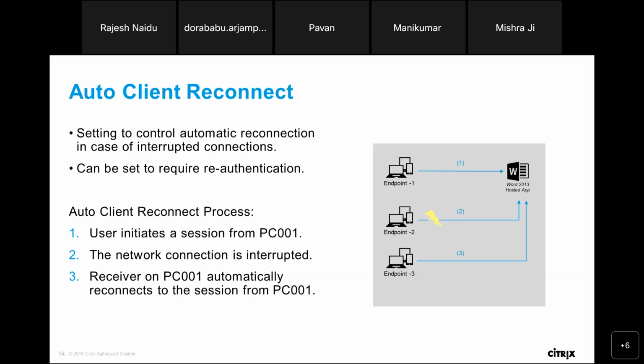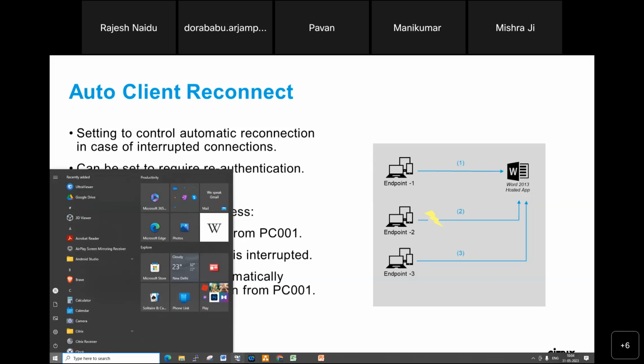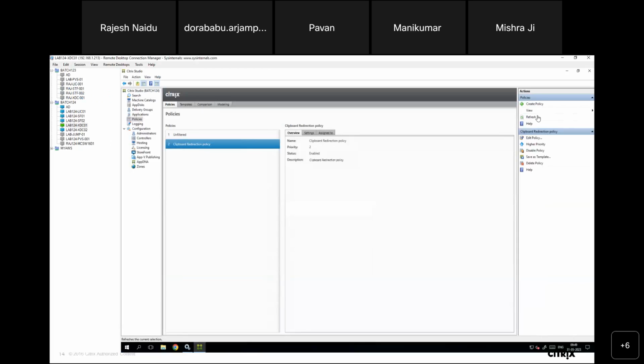The waiting period of 180 seconds is session reliability. Auto client reconnect means that in this period the session is re-established. Both depend on each other. If auto client reconnect is not working, you need to manually click and connect. But with auto client reconnect, during the session reliability time, it will establish the connection back. By default this feature is enabled.